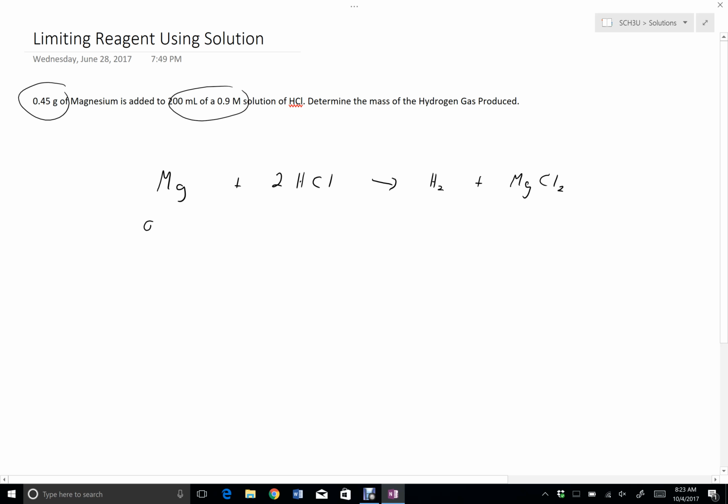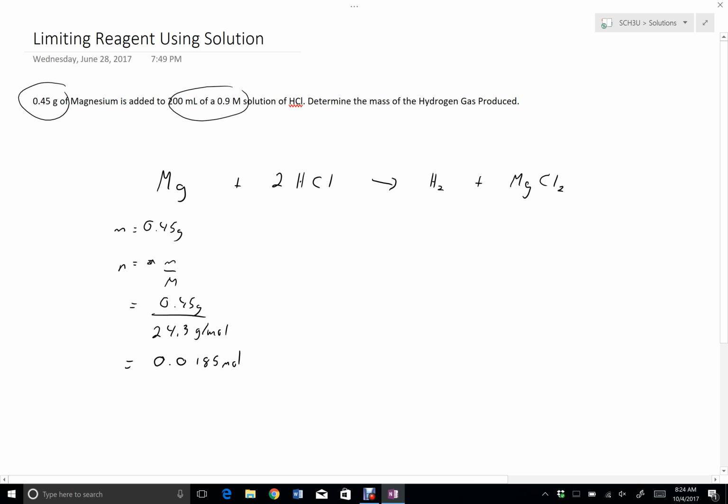Now the magnesium, 0.45 grams. So I'm going to calculate the number of moles. I got 0.45 grams divided by the molar mass of magnesium, which is 24.3. And that's going to give me 0.45 divided by 24.3, 0.0185 moles.